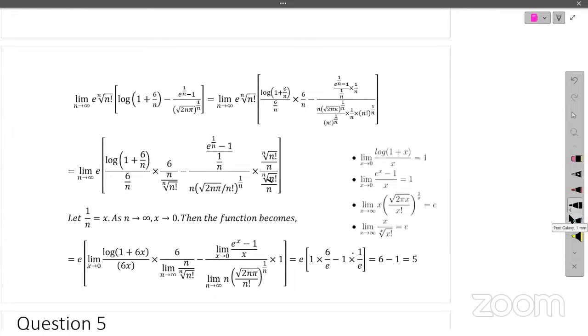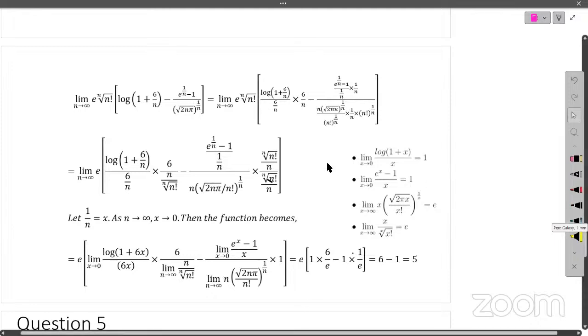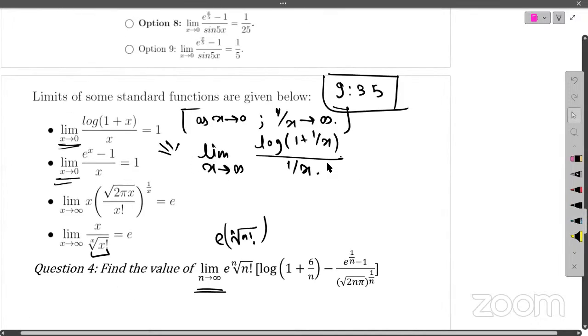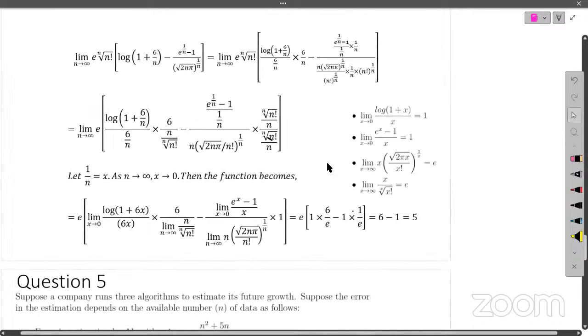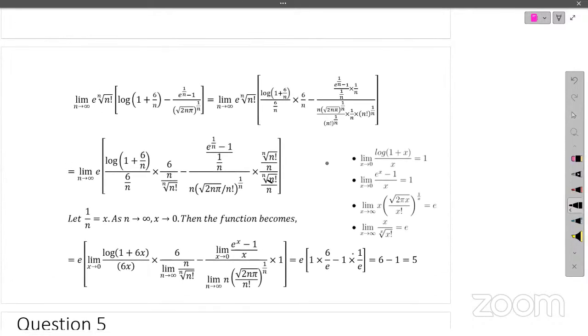You are getting 0 as the value. I don't think so. Because see, if you do L'Hospital, so that means for this, what L'Hospital rule you apply, over where? Here? Limit n goes to infinity, this is log of 1 plus 1 by n upon 1 by n. You applied L'Hospital rule?